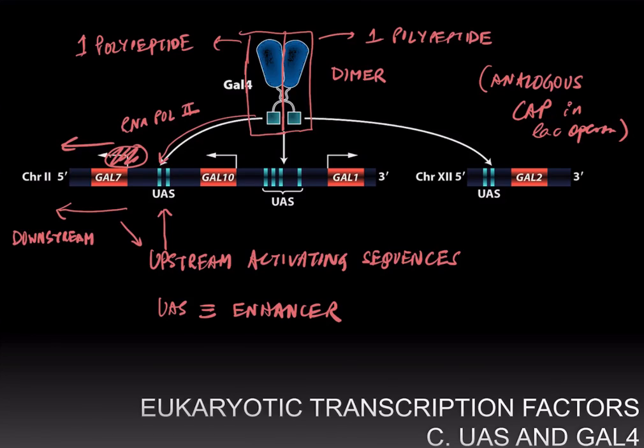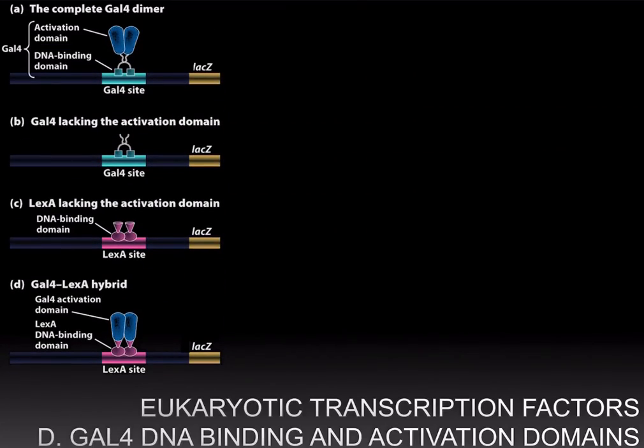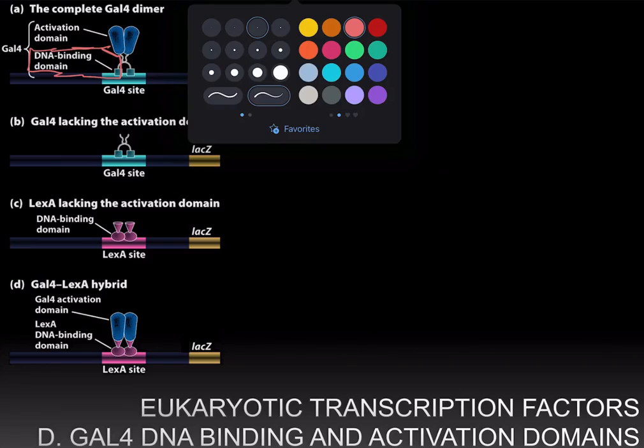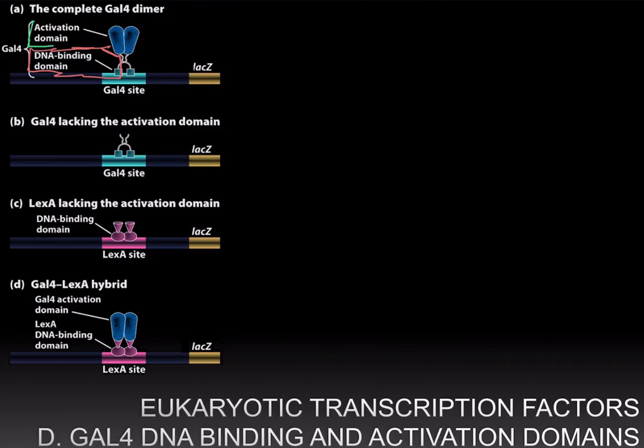Now, one interesting property of GAL4, which is also true for most eukaryotic transcription factors, is that it has two properties. One is that it has the ability to bind DNA, and the other ability that it has is to recruit RNA polymerase or to activate transcription.